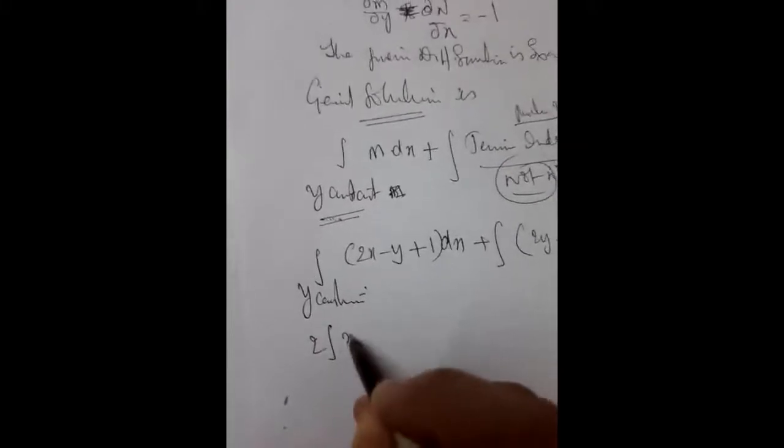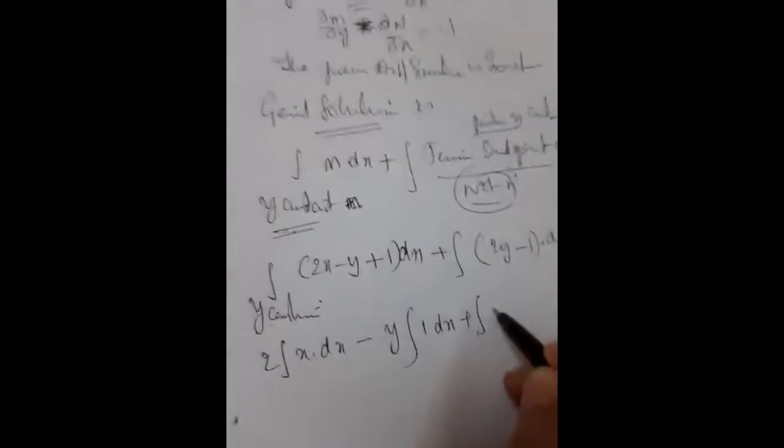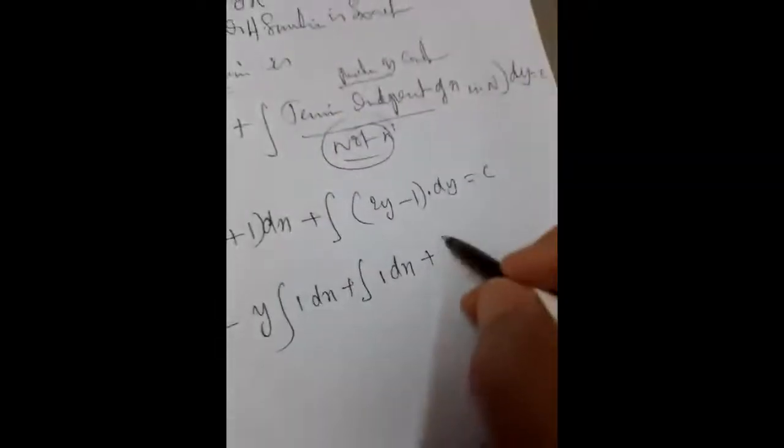Now y is constant, so wherever there is y you have to remove it outside. So I open the brackets. The integral of 2x dx minus y, with y removed outside, here there will be 1 dx, plus the integral of the part that is purely in terms of y only, 2y minus 1, dy, equal to c.